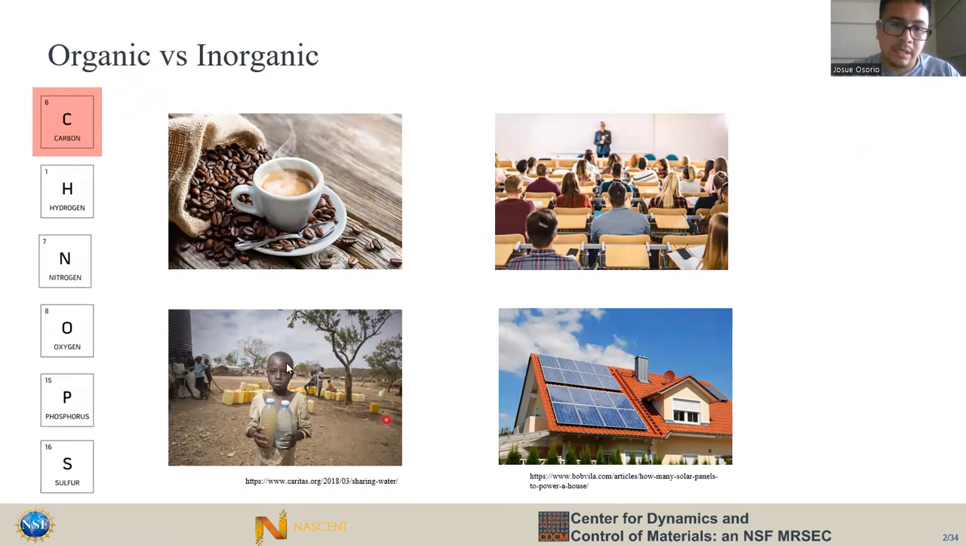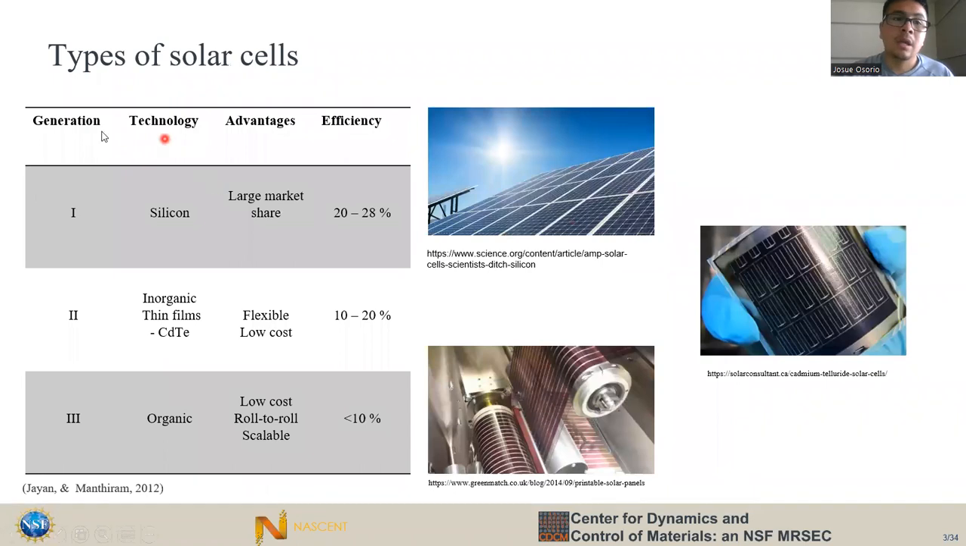Now, something inorganic is something like water or solar cells. They do not contain carbon. They can have anything else, just not carbon. Now, we have three types of solar cells, okay? So we have silicon with an efficiency of about 28%, the ones you see everywhere. We have inorganic thin films with an efficiency of about 20%. Those are these ones, they are flexible. And we have organic solar cells with an efficiency of less than 10%. This contains carbon. All of these do not.